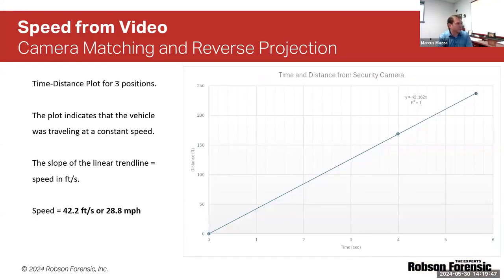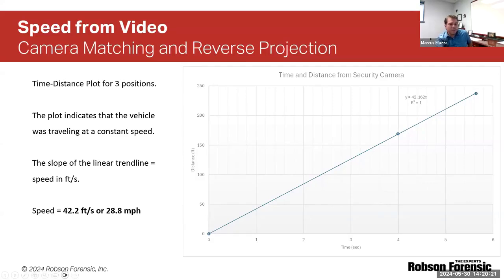And then just like with the first analysis, we will take those positions. In this case, we did 3 positions of the truck. And again, they appear to be linear, showing a constant speed. And in this case, we have a speed of 28.8. So if you remember, the original analysis we did using linear perspective was 29.5. Using camera matching and reverse projection, we get a speed of 28.8. So again, pretty close speed using two different methods.